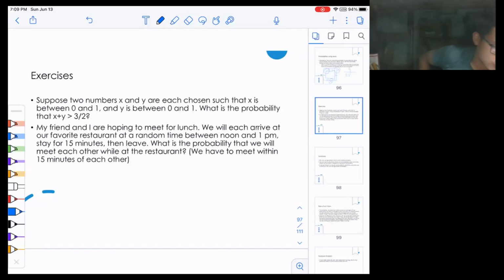All right, let me go over these. So these are like area problems, but you can use diagrams to draw out the areas. This might seem a bit confusing at first. Suppose two numbers x and y are each chosen so that x is between 0 and 1 and y is between 0 and 1. What's the probability that x plus y is greater than 3 halves?